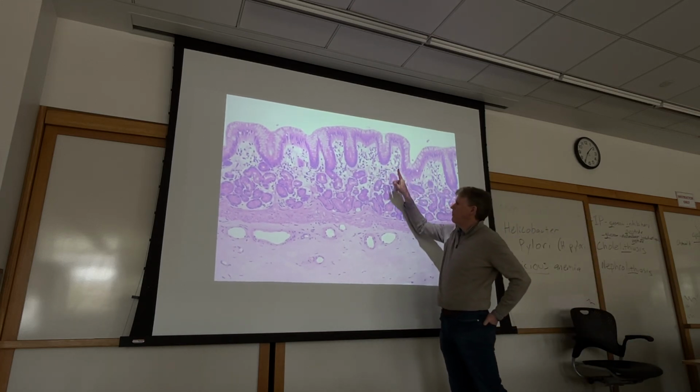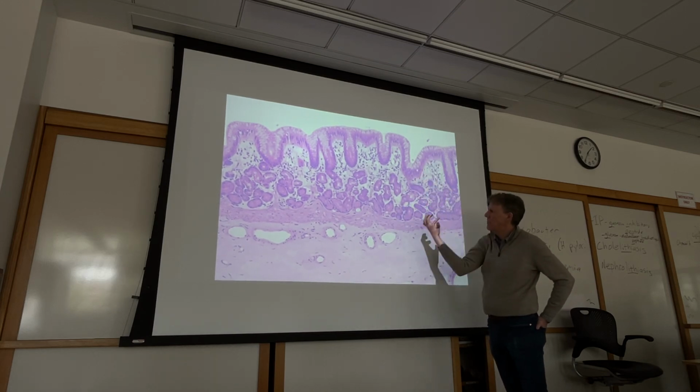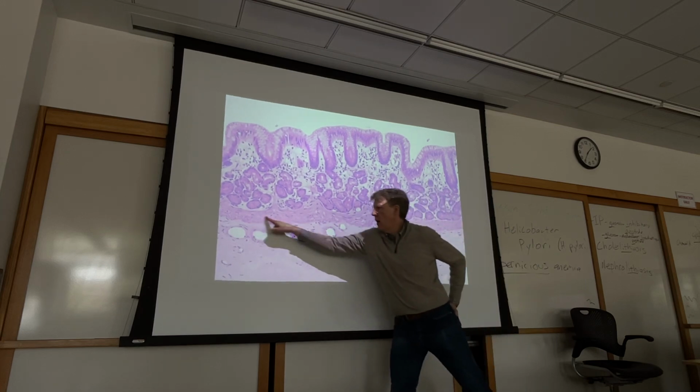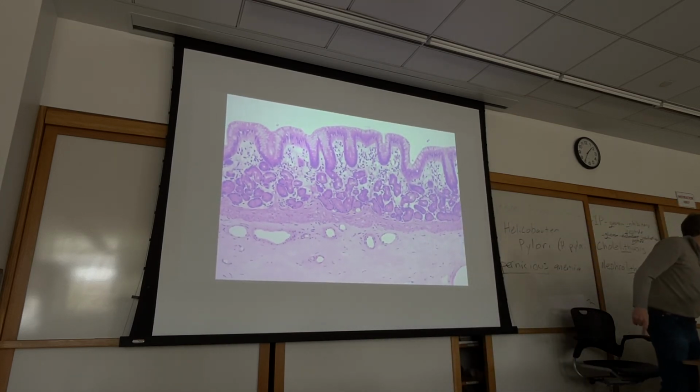This is the lamina propria. The round circular structures are what happen when the gastric pits go deeper and they form the gastric glands. This is the muscularis mucosae. And then this is all submucosa, and that's all you're going to get on this one. We're up too close to see the other layers.